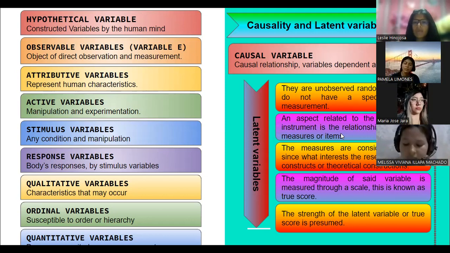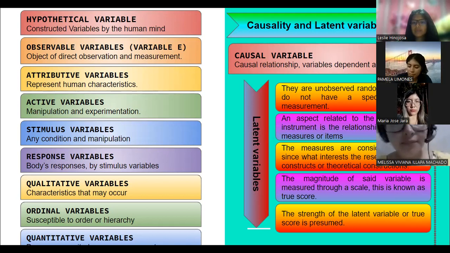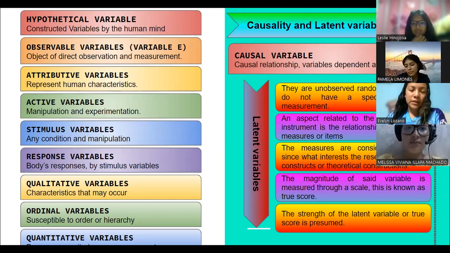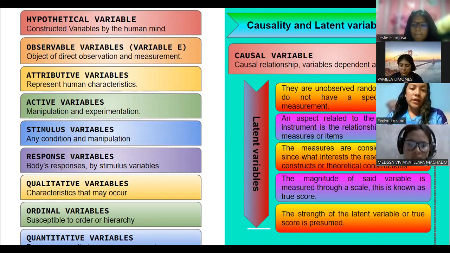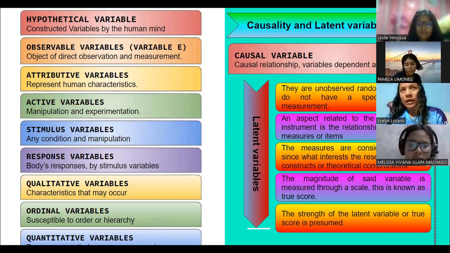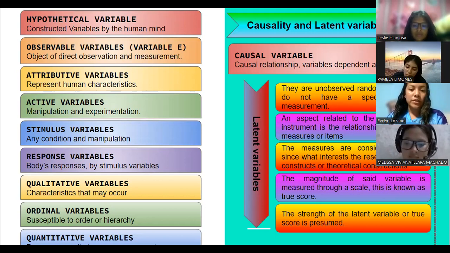Now, we are going to talk about the causal and latent variables. The causal variable is a causal relationship in which variables are dependent and independent. Okay, the latent variables are unobservable random entities that do not present a specific unit of measurement, and therefore any estimation is subject to an associated error. For example, cultural competence in health professionals is a latent variable.